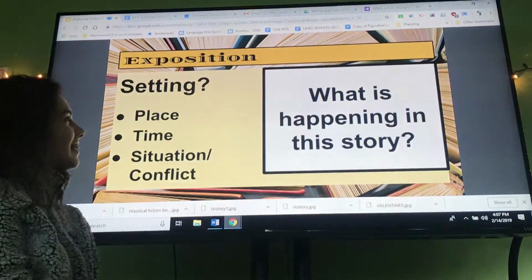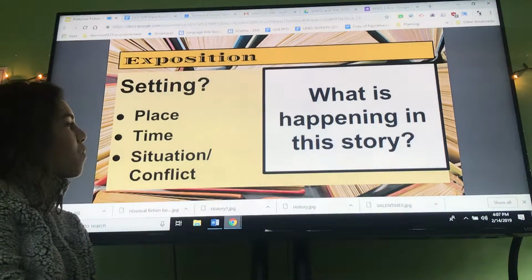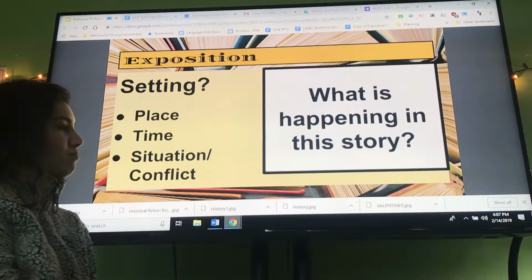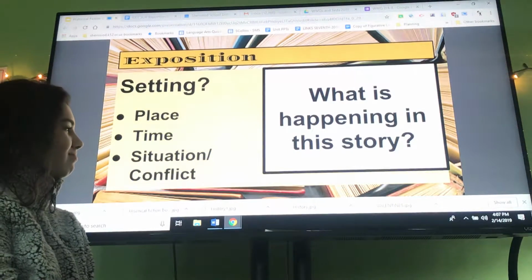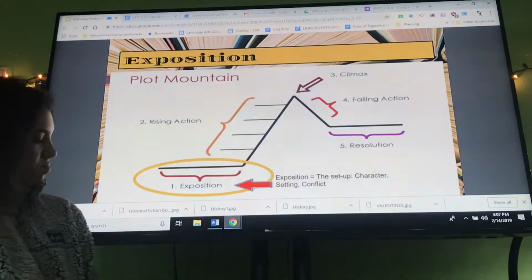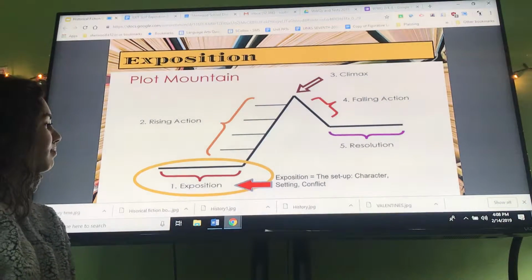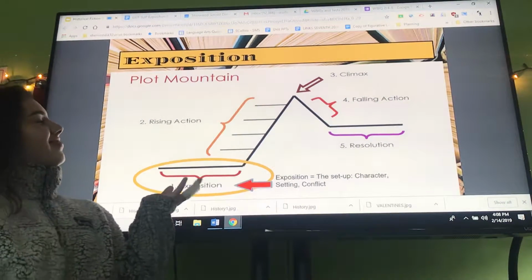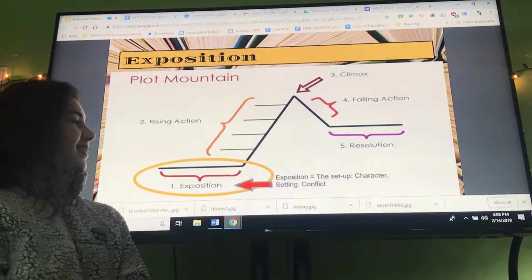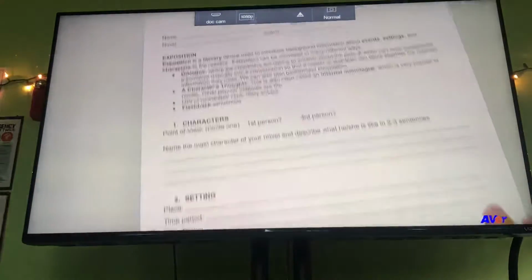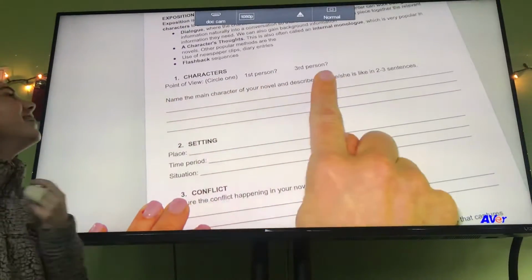And so the situation and the conflict are part of it. And as you read further, the real conflict is going to stay kind of the same. The situation is going to change a lot. And so the exposition are those things: the character, the setting, and the conflict. So when you get your exit slip, you're going to go through characters. What point of view is it from?